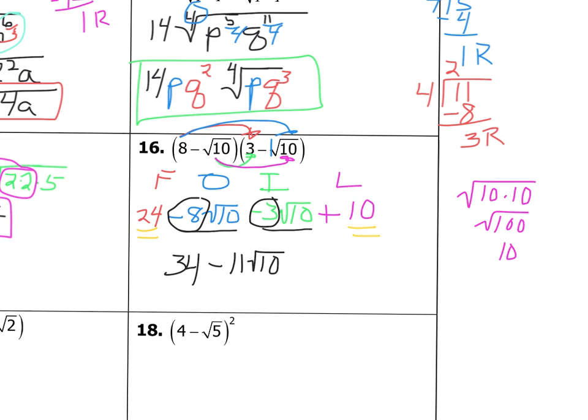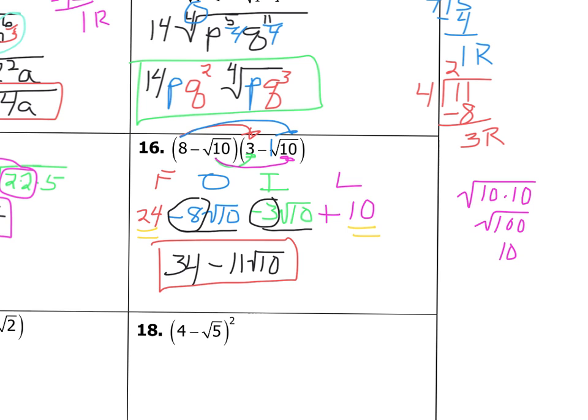And this is my final answer. I cannot go any further. Do not try to take 34 minus 11 and say that it's 23 rad 10. You cannot combine these two. This 11 has a radical 10 attached to it.